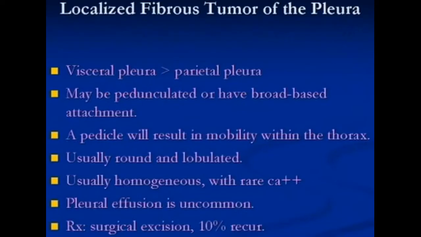They more often affect the visceral rather than parietal pleura. They can be pedunculated. That's where they're really neat to have an example of it. And so they move around. Another very important point is they tend to be homogeneous, particularly when you inject them. And if it's not, then think about something else. Pleural fluid is very uncommon.